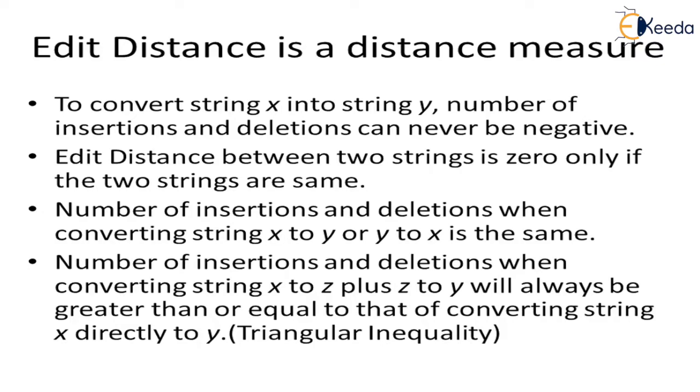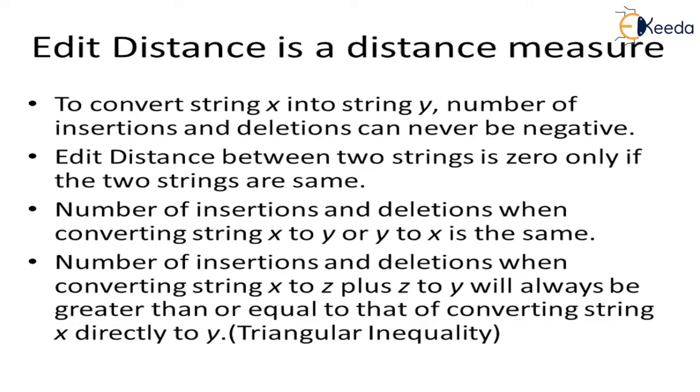Edit distance between two strings is 0 only if the two strings are the same. If you are converting the hello string to the hello string, the distance between these two strings is definitely 0. The number of insertions and deletions when converting string x to y or y to x is the same. If you are converting hello to jello and jello to hello, the insertions and deletions will be the same.